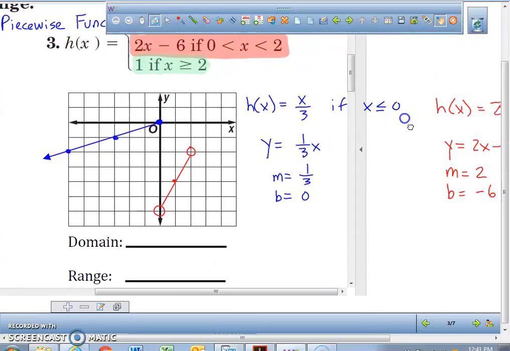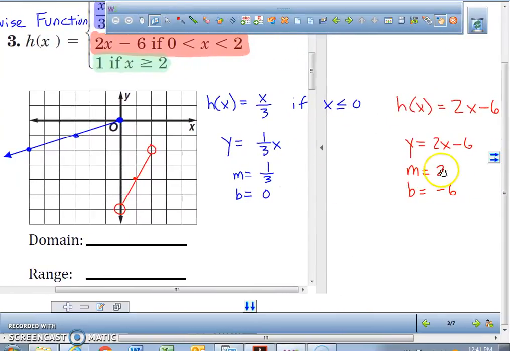I'm going to slide over just a little bit so you can see this. This is the graph right here, 2x minus 6. There's the line. But what have I done? I've only plotted the x values that are between a 0 and a 2.